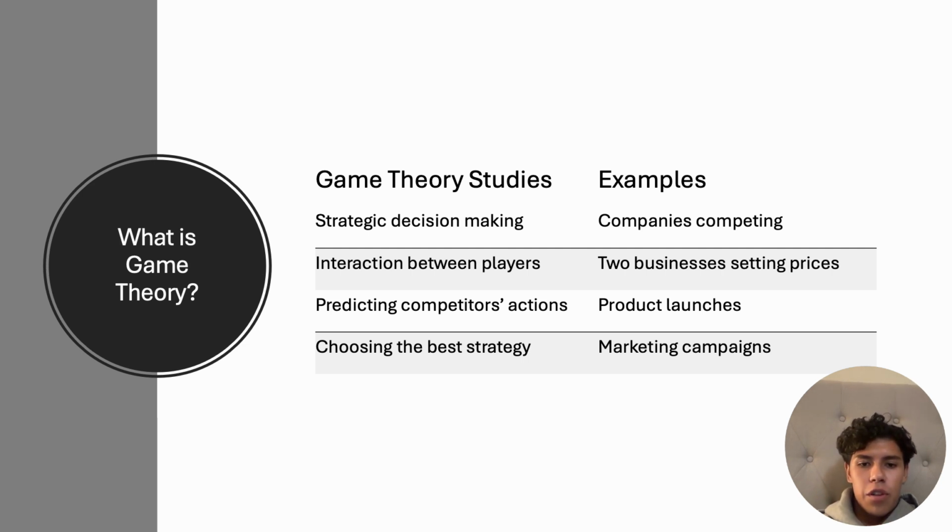If both restaurants lower their prices, both might earn less profit. If only one lowers its prices, that restaurant might attract more customers. This is exactly what game theory studies. Instead of making decisions alone, people and businesses must think ahead and predict how others will react. Game theory is not only used in economics, it's also used in business, politics, sports, and also in everyday life.